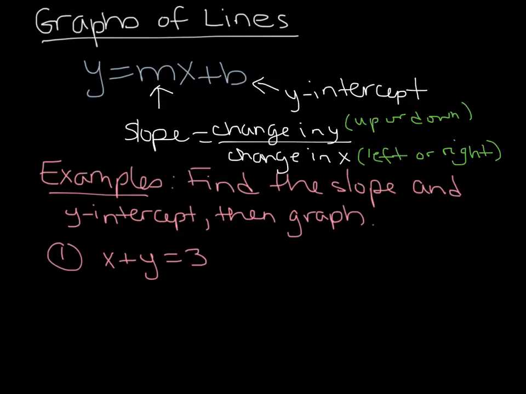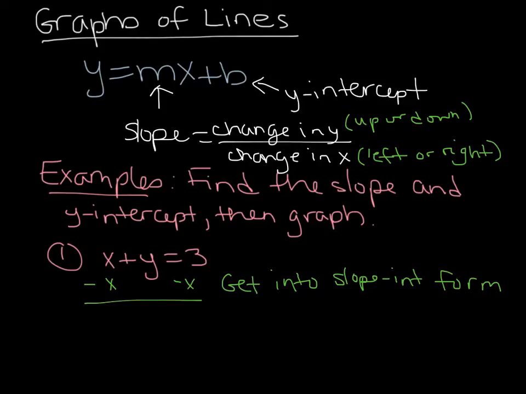So here's an example. We're going to find the slope and y-intercept, then graph. In order to find the slope and the y-intercept, you have to start by getting it into slope-intercept form. We do that by moving over that x. So I'm going to write this, get into slope-intercept form. We're going to start by moving over this x. And you can write this as y equals 3 minus x. However, you can even skip that step and just go straight to slope-intercept form, which is y equals negative x plus 3. Just make sure you keep the negative with the x and you keep the 3 positive.